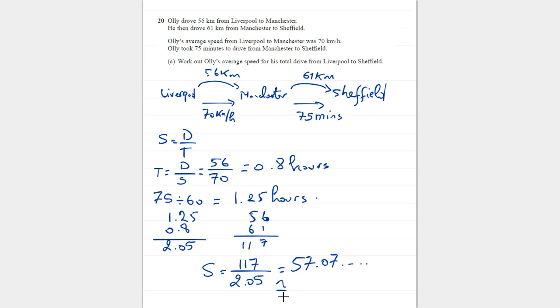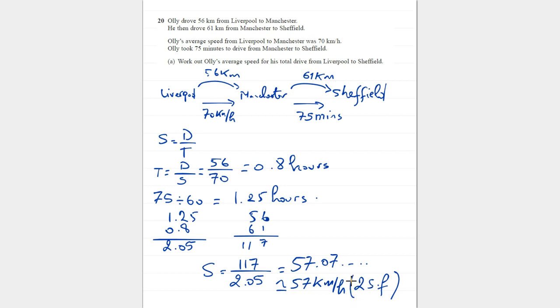It doesn't say, but round it to 2 significant figures. You can leave it like this, that's fine. But I would round it to 57 kilometers per hour. And I used two significant figures. You need to say what degree of accuracy you have used.